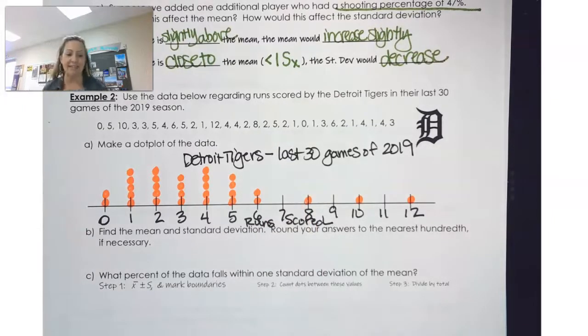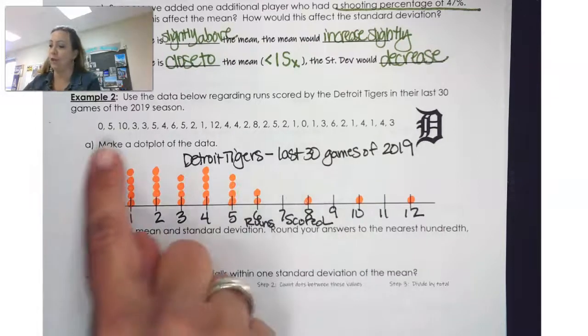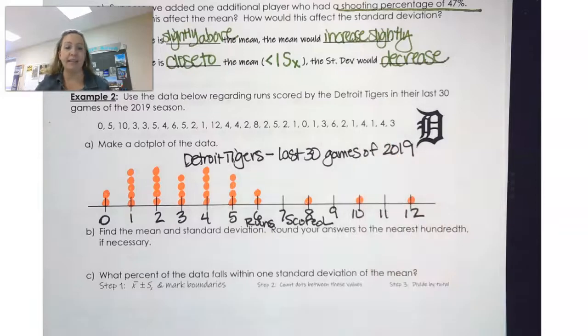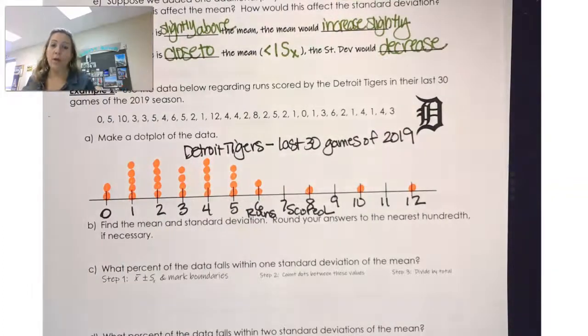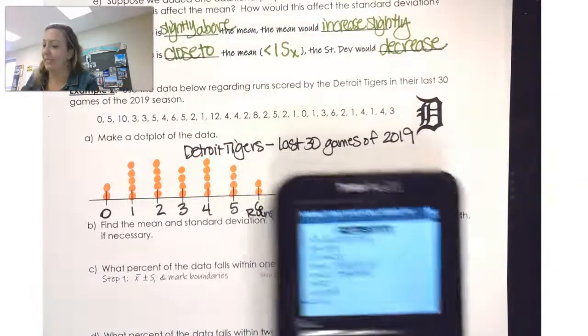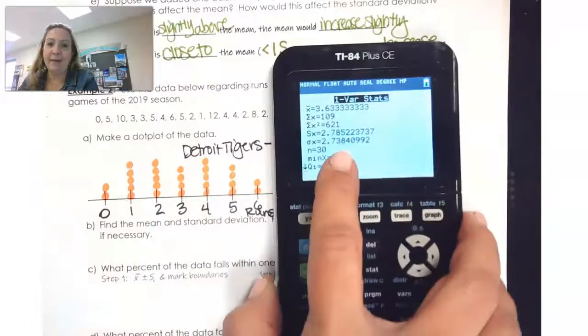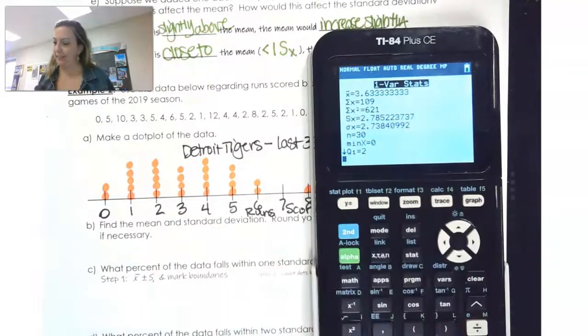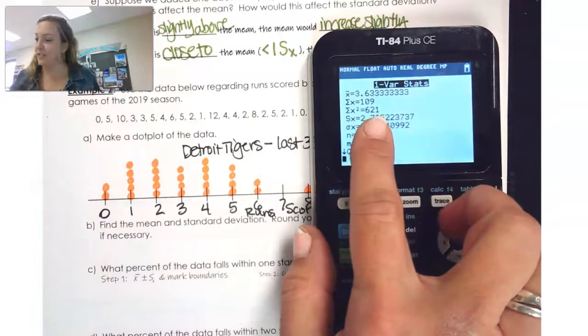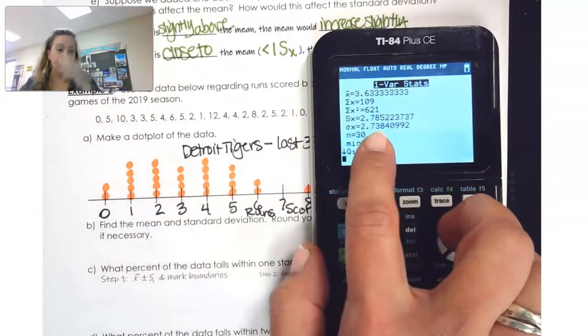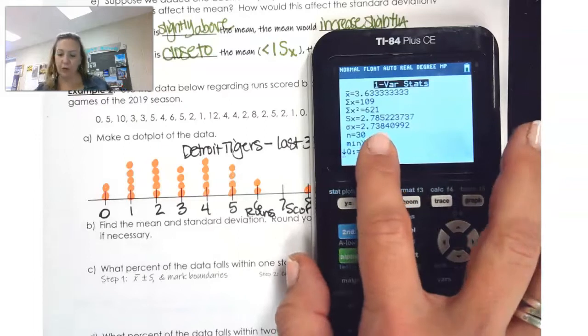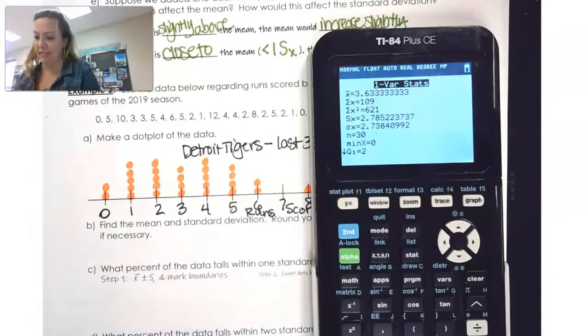So this asks us to find the mean and the standard deviation of our data set and to round our answers to the nearest hundredth. Well, what we know that we can do is put all of these values in a list and find the mean and standard deviation that way. So let's do that and see what we get. Okay, so after I put those in the calculator, I'm seeing that my mean is about 3.63 and my standard deviation is about 2.79. So we'll just make a little note of that.